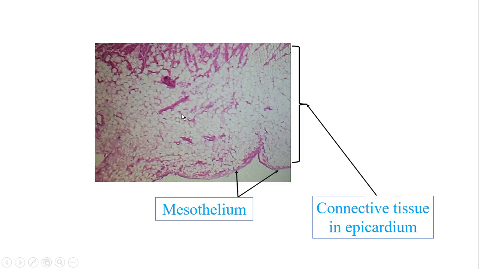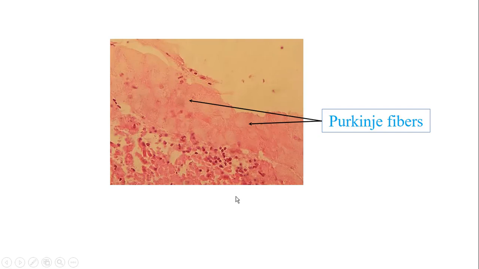It's important to remember that the connective tissue under the mesothelium in the epicardium contains adipose tissue. Here is the adipose tissue or fatty tissue. Okay. Here are the Purkinje fibers. Here are the cardiac cells in the myocardium, and as you see, the Purkinje fibers look different from the cardiac cells.